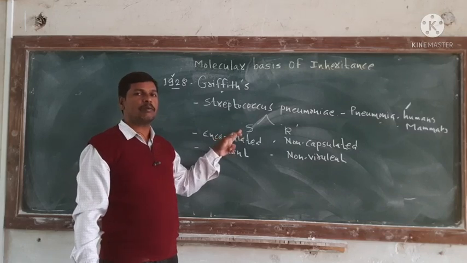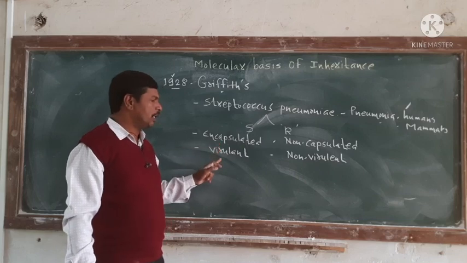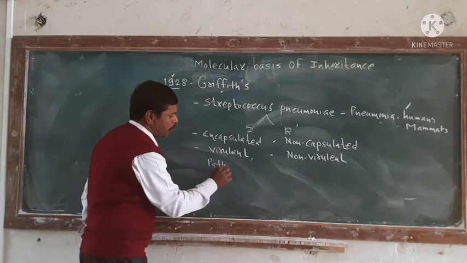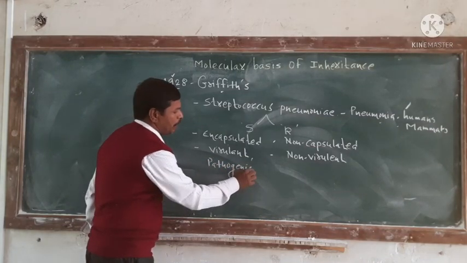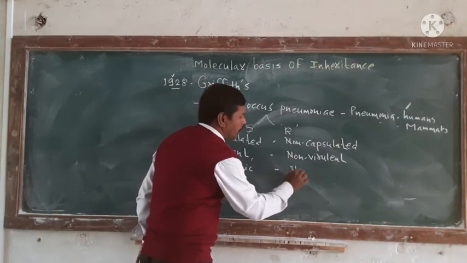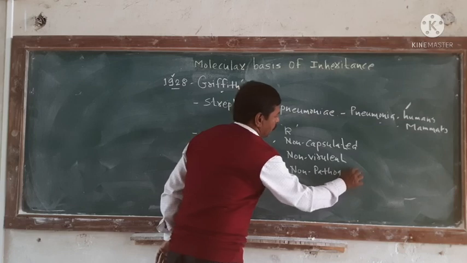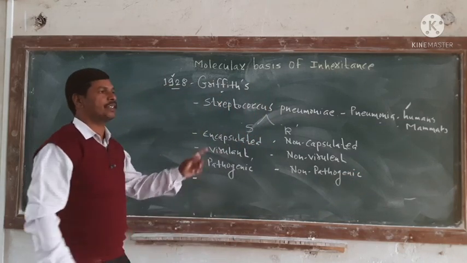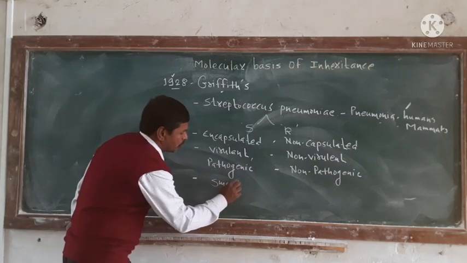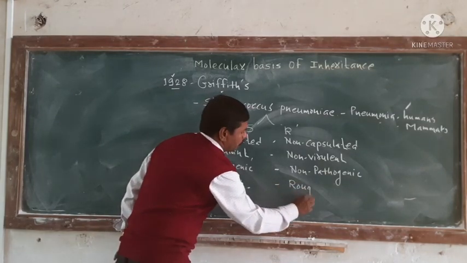Now the first type of Streptococcus pneumoniae, called S type bacteria, is encapsulated and virulent, it has the capacity to create the disease, hence it is said to be pathogenic. The R type has no capacity to form the disease, and it is said to be non-pathogenic. The next important difference: S stands for smooth, and R stands for rough.